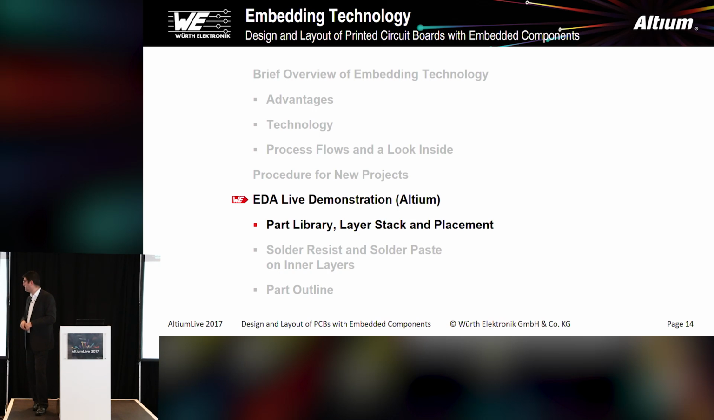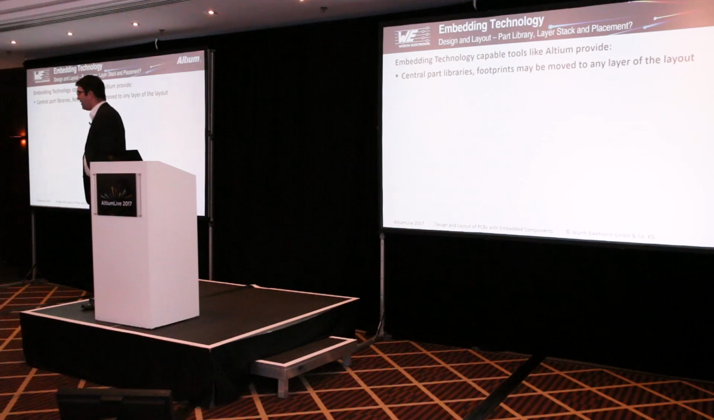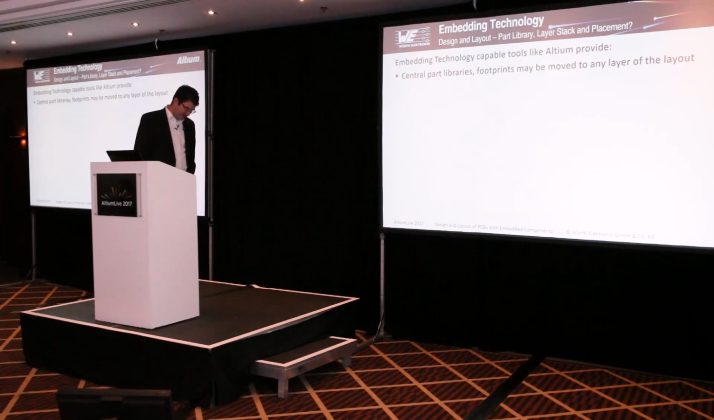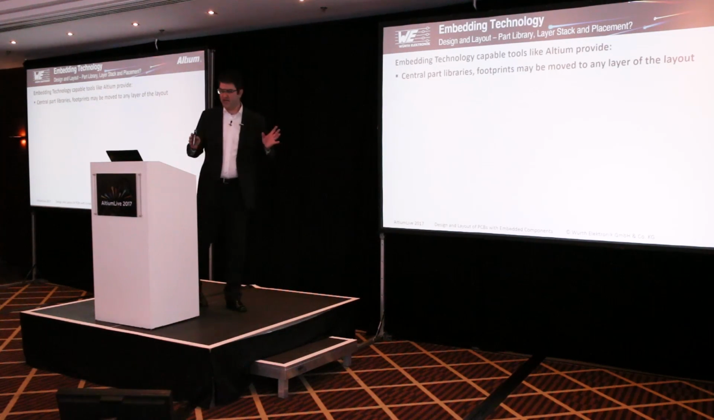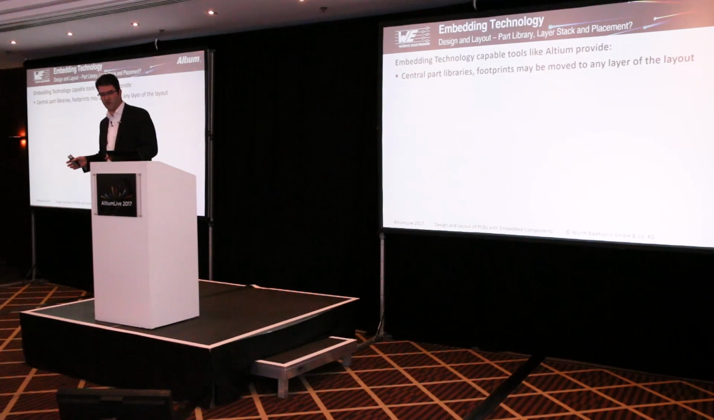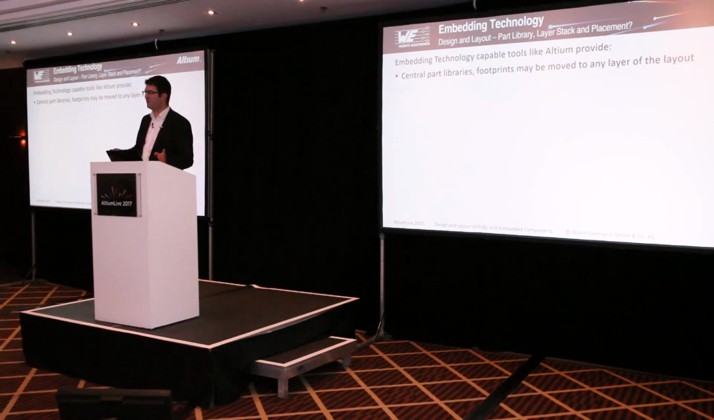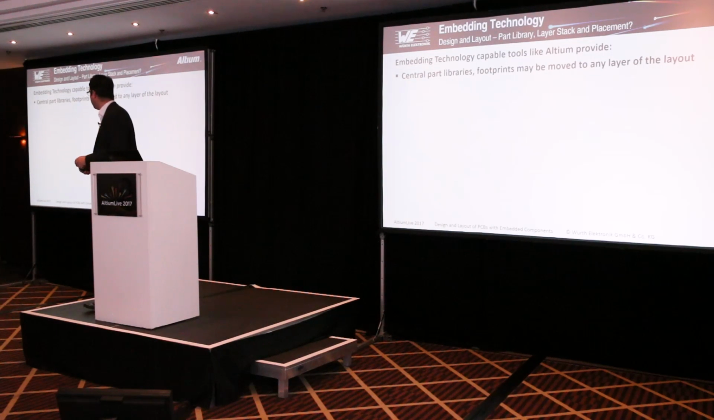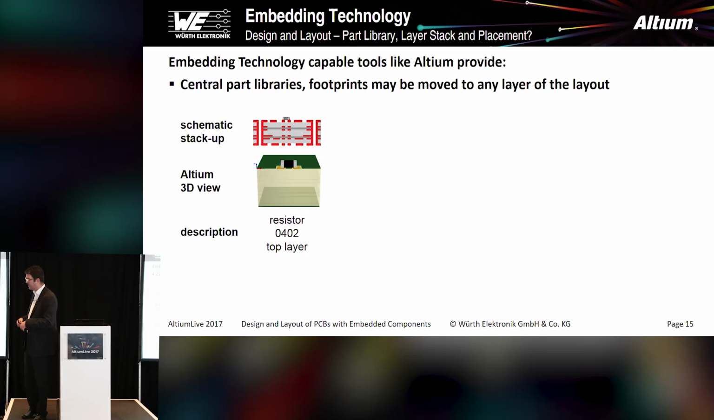So now, let's go to Altium. Now it's getting interesting. How do you actually do it? Regarding the part library, a system like Altium is really good to have, because nowadays you can have central part libraries and those footprints may be moved from layer to layer. What do I mean with that? I just took, again, an 0402 resistor to not make it too complicated. We have our schematic on the top. We have the Altium 3D view and the description.